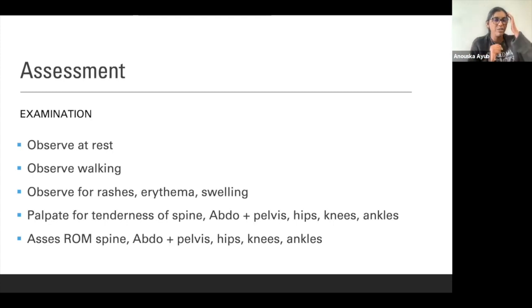So assess the range of movement of the spine, quick, ask them to bend down, touch their toes, do a lateral bend the other way, look up, look down, all of that stuff. I don't know why I've put assess the range of movement of the abdo, that's obviously not correct, or pelvis, but hips, knees, and ankles. So assess the range of movement of everything.